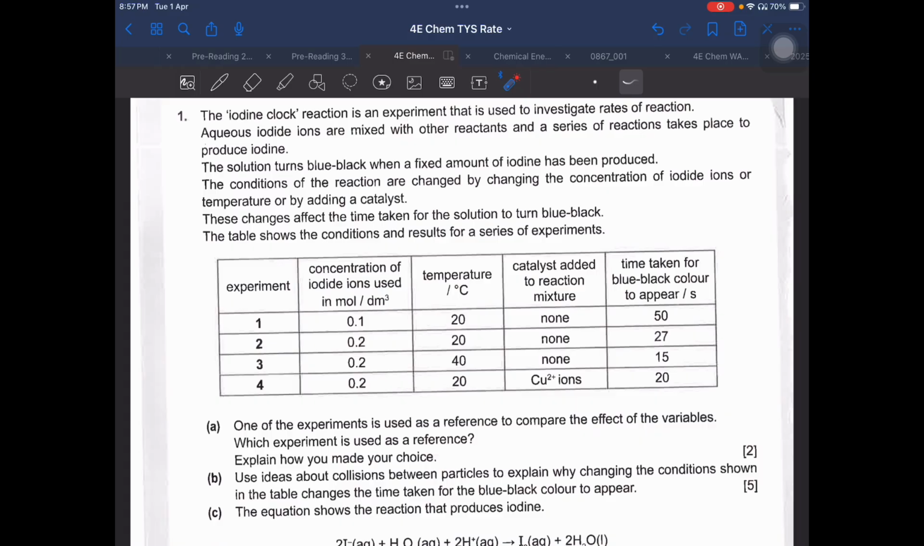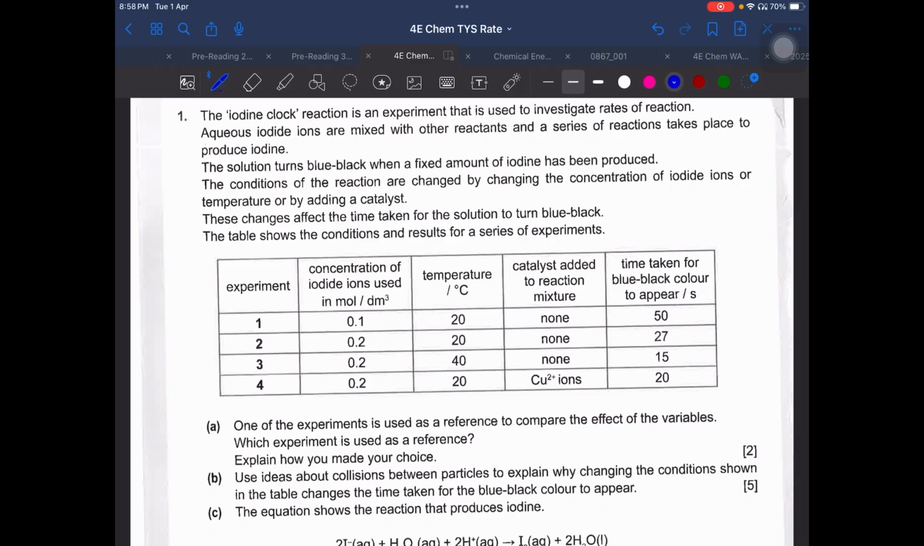So for this first question here, it's talking about this process called the iodine clock reaction. And how this iodine clock reaction works is that we look at when the solution turns blue-black, right? And that's when a certain amount of iodine has been produced. In this particular experiment, you'll notice that concentration of iodide ions is being investigated, temperature is also being investigated, and catalyst is also being investigated. And then they measure the time taken for the blue-black color to appear.